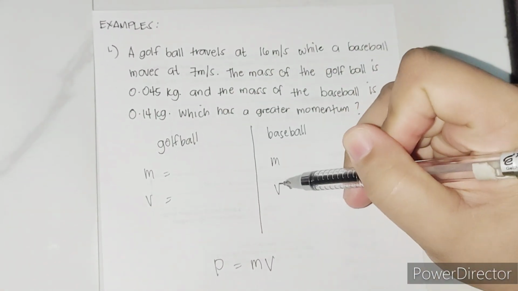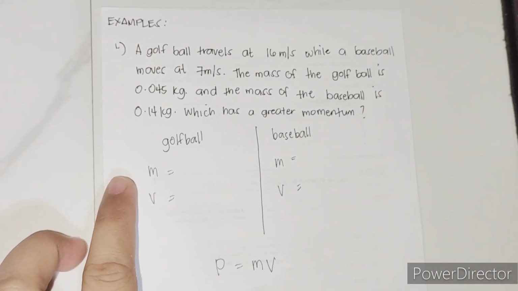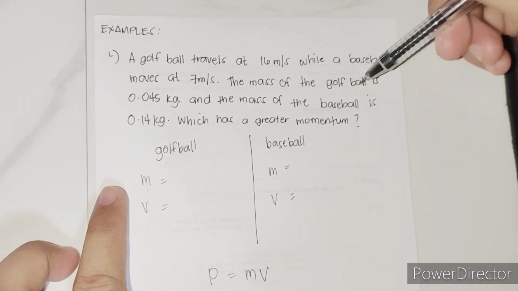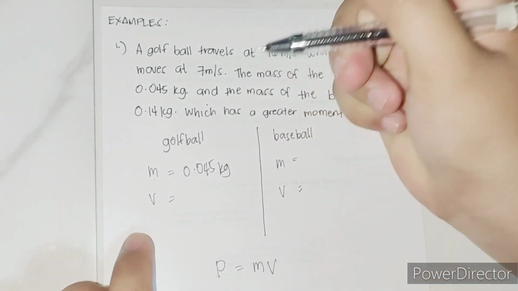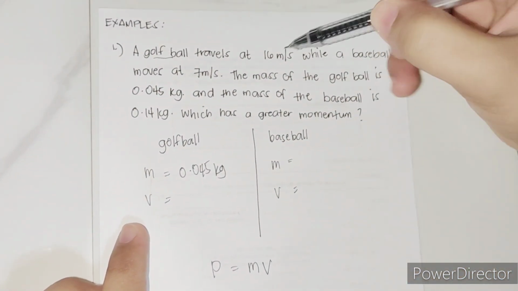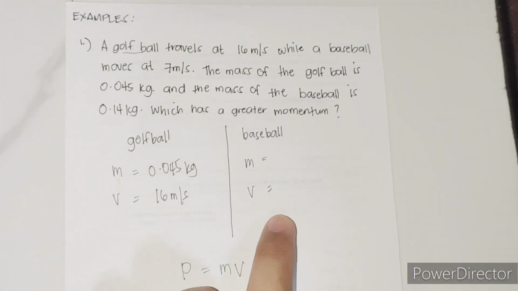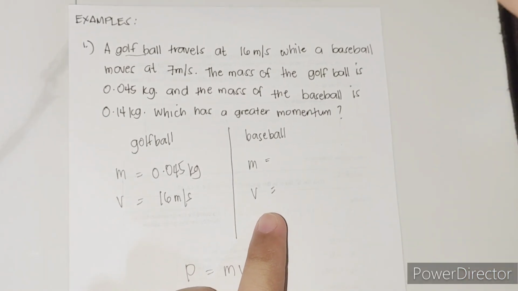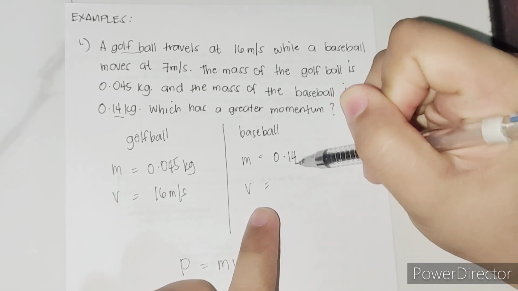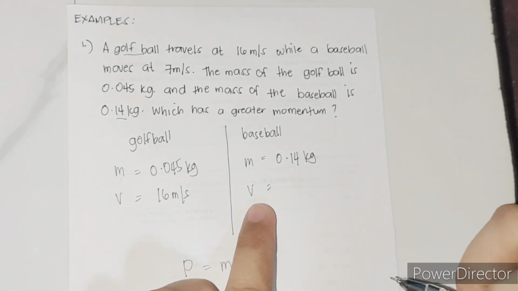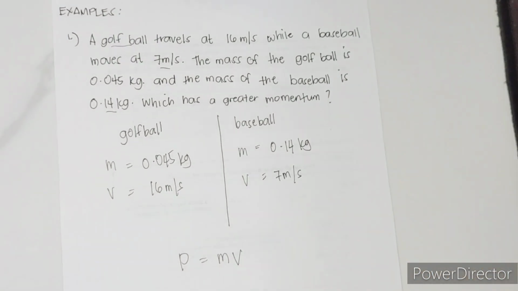Ano ang mass and velocity ng ating baseball. Sa golf ball tayo, ano ang kanyang mass? Ang sabi niya, we have 0.045 kilogram. And its velocity, golf ball daw ay 16 meter per second. Therefore, dito naman sa kabila, sa baseball, ang kanya daw mass ay 0.14 kilogram. And its velocity is 7 meter per second.